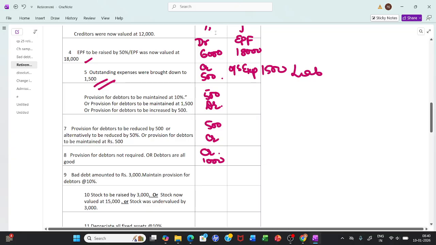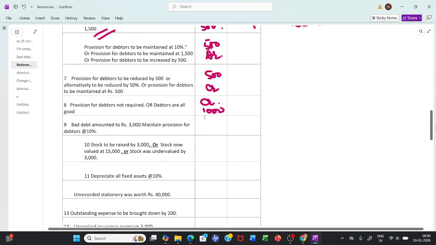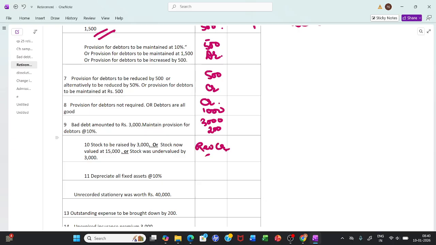Now, if FBD, further bad debt, is given, what is our debtors here? Debtors is 15. 15 minus 3, 12,000. 12,000 into 10%, 1,200. So we'll show 3,000 plus we will also show the extra provision which we need to make. Now, stock to be raised by 3,000. Raised by means now valued at 15. So it's good for us. So reval credit side, we will show this difference of 3,000.